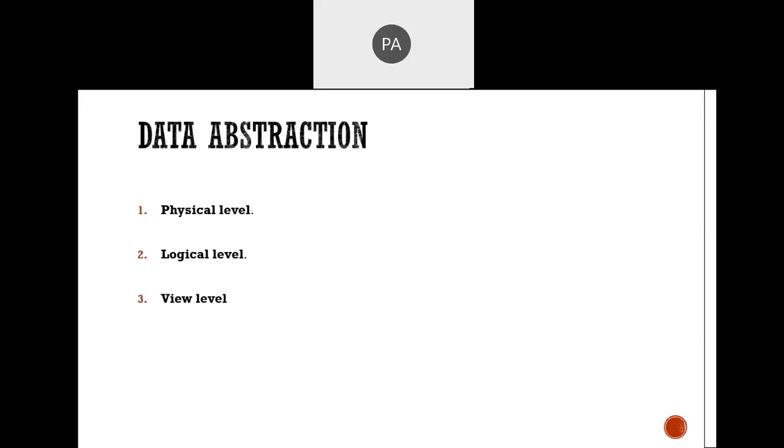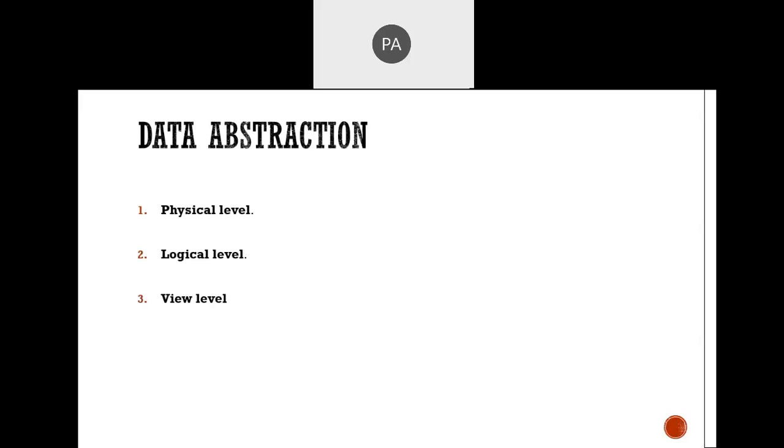So I will specify what a physical level is. Physical level is nothing but the schema. When we talk about the schema, that means your table is created, you already specified what kind of data is stored into the database or into the table. So that will be the physical level.